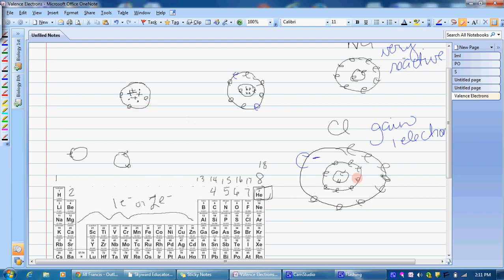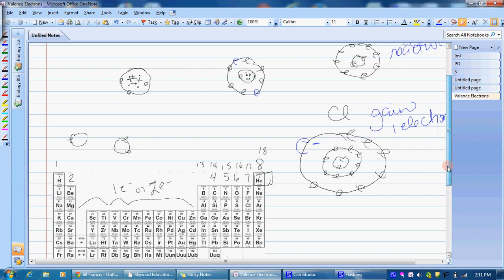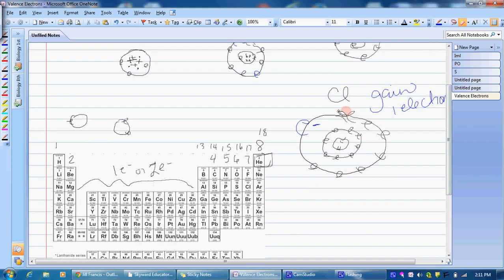So that's how the reactivity is affected by valence electrons. When it's almost full or almost empty, those groups are very, very reactive. So group 18 here that has 8 valence electrons and is full like this is the noble gases. They're very, very unreactive, and they don't react with hardly anything at all because they're stable. They have that full valence shell.